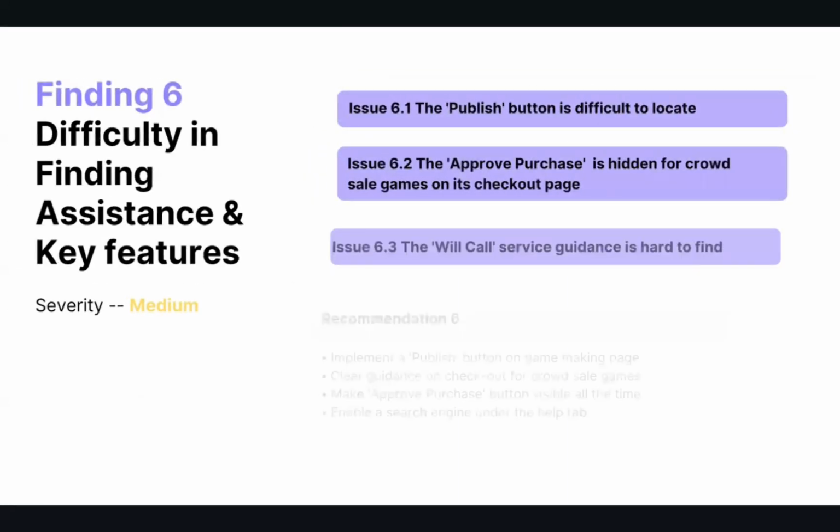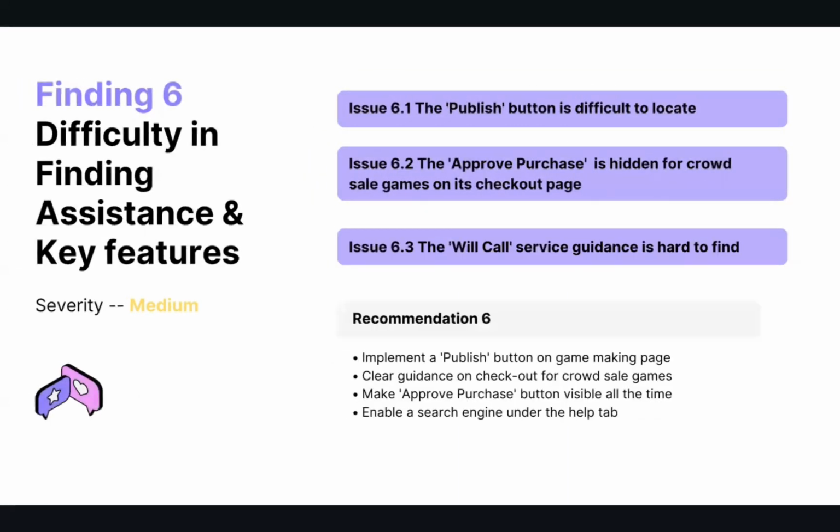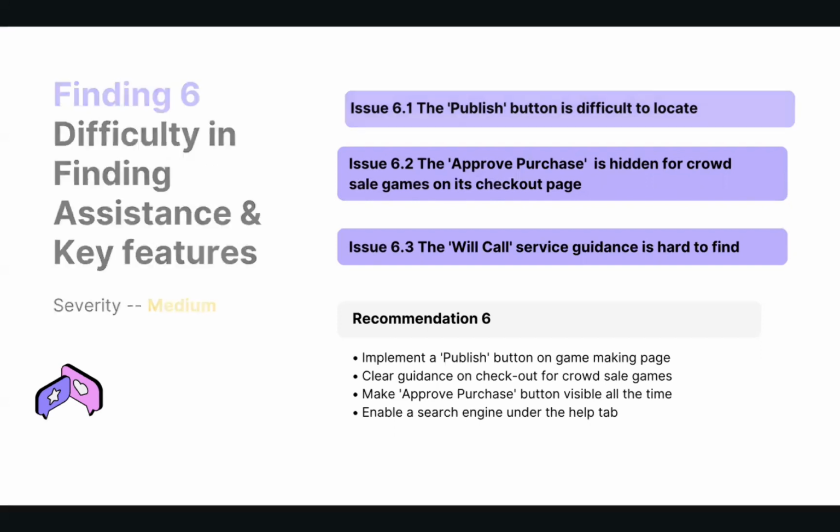Finding 6 is the difficulty in finding assistance and key features. The issues including the publish button is difficult to locate, the approved purchase is hidden for cloud sale games, and the core service guidance is hard to find. The recommendations for these issues can be 1, implement a publish button on the game making page. 2, clear guidance on checkout for cloud sale games. 3, make an approved purchase button visible all the time. And 4, enable a search engine under the help tab.